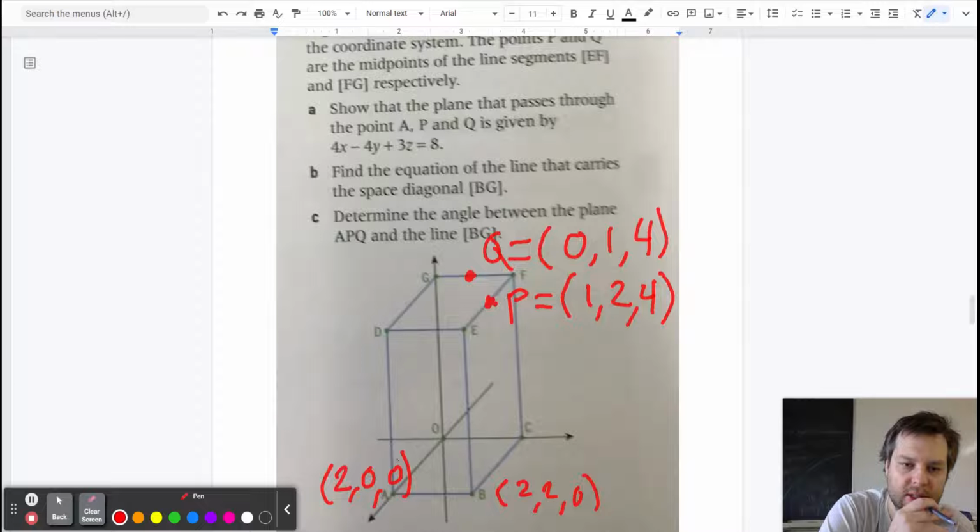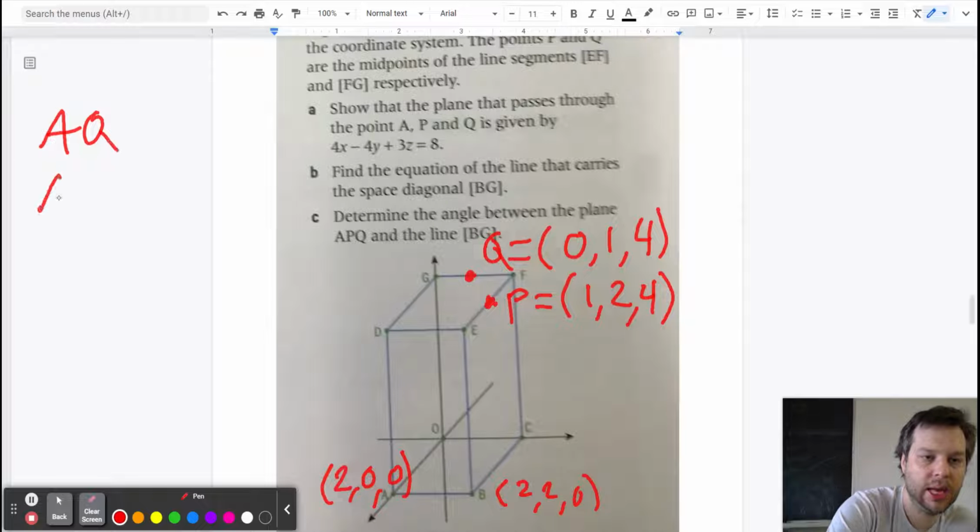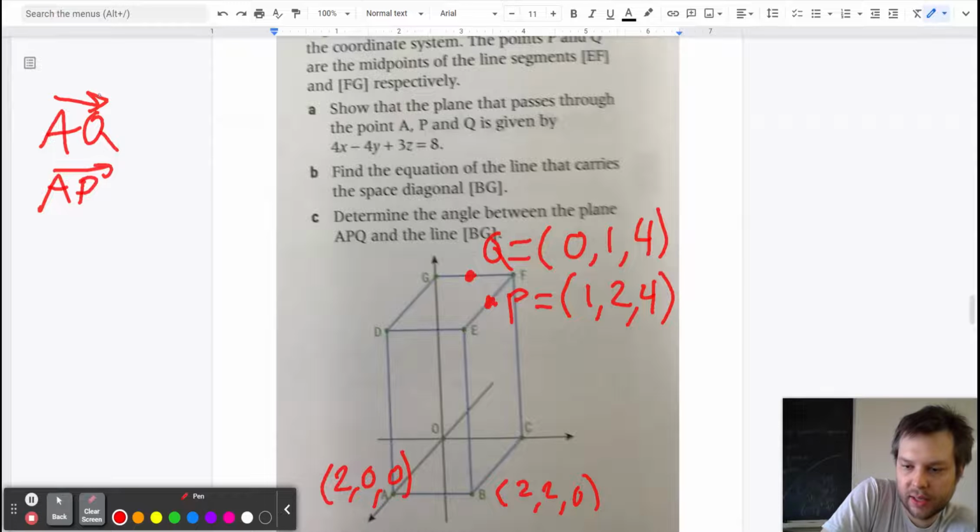And so it looks to me like we could do AQ and AP, or QP. As long as you're using all 3 points in your vectors, you're going to be okay. So I'll just do AQ and then I'll do AP. That way I am using both of my points there.